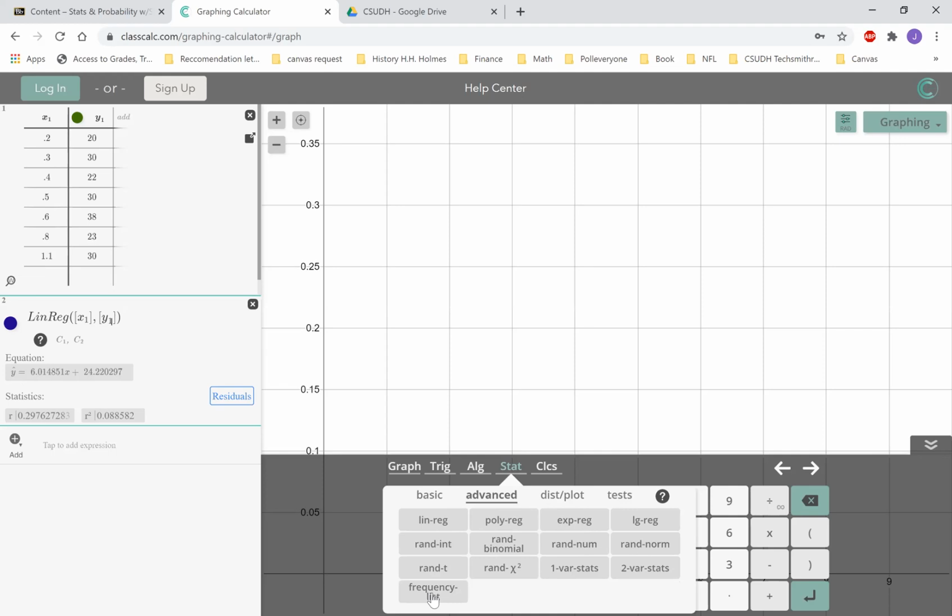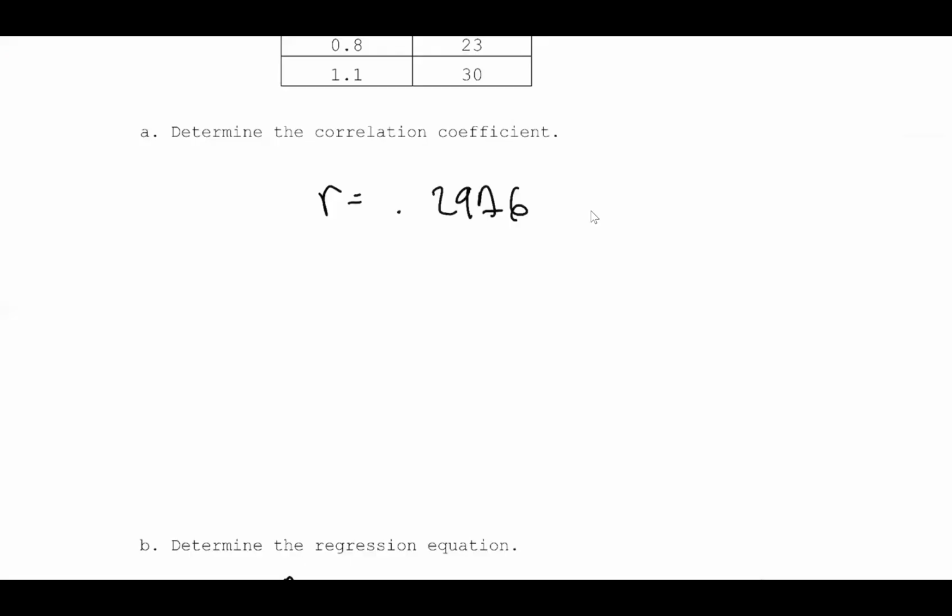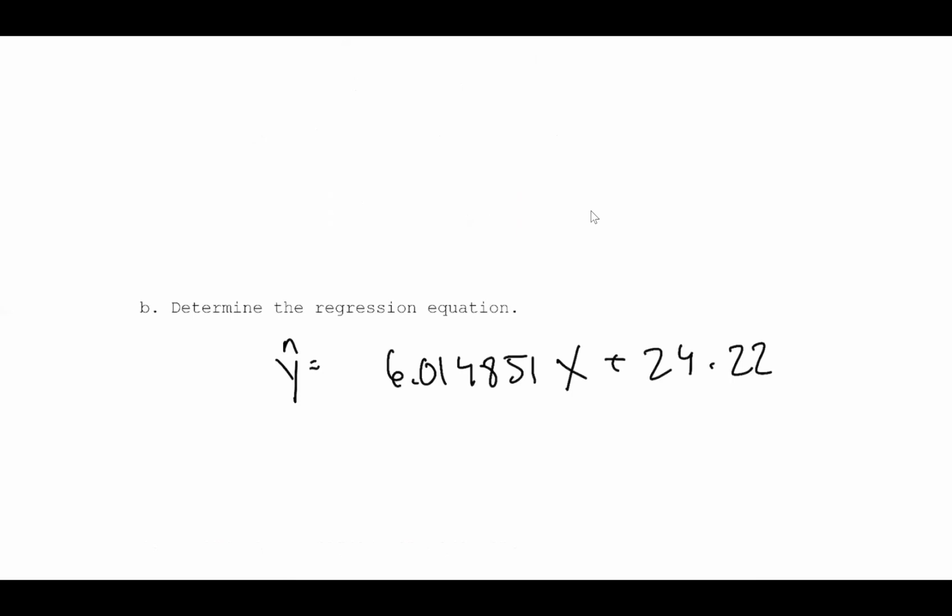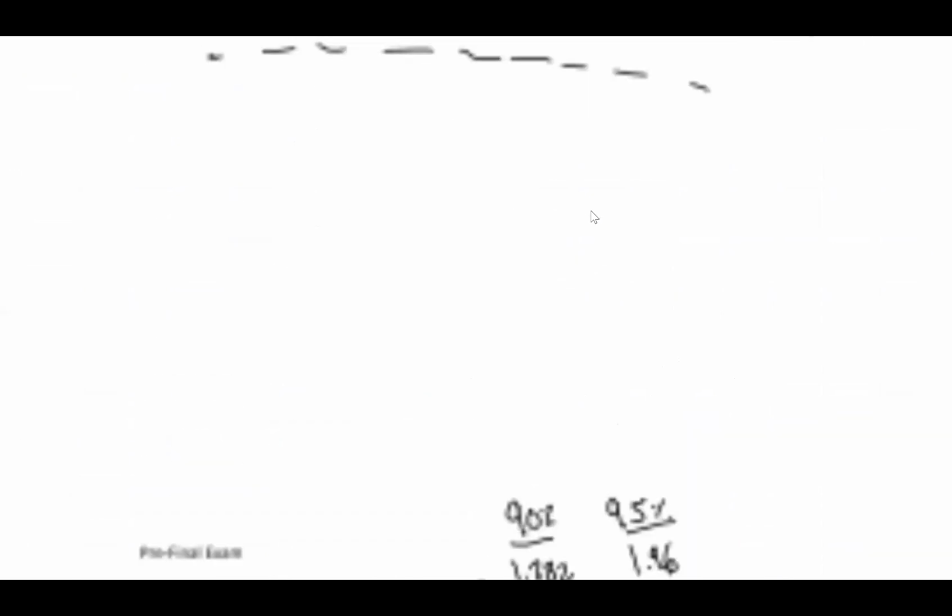All right, so let me show you the answer. If you look at the R value, I put R is equal to 0.2976. If you look at the linear regression, that's my linear regression. And that's it. Any question in regard to either A or B? Sweet. All right, so we're all done with this practice review.